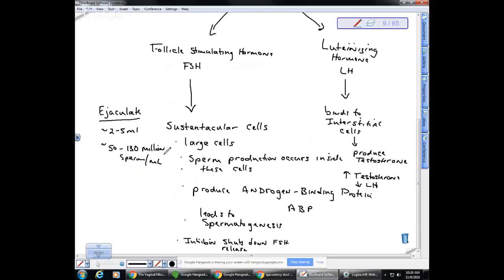So sometimes we get infertility occurring because the male isn't producing enough sperm. I think the cutoff is like 15 million sperm per milliliter is generally a cutoff for infertility. So they can actually estimate how many sperm are in a given ejaculate. So it's got to be a lot for the male to be fertile.